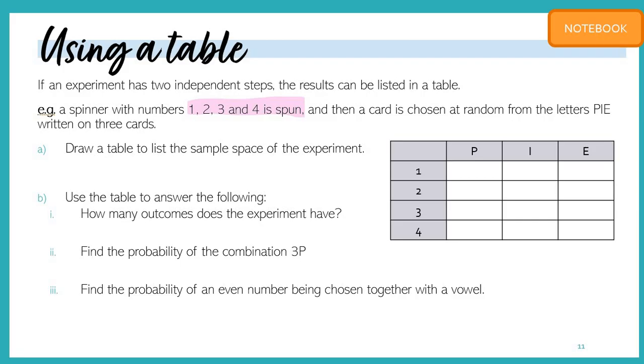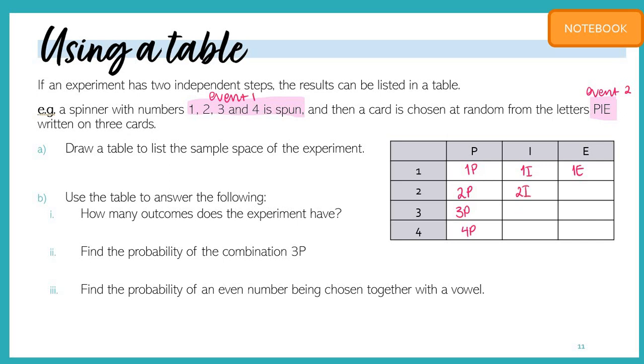that's going to be my event 1, okay? So I'm spinning this spinner and then I'm choosing a card at random from this pile here. And that's going to be my event 2, right? And so let's say that we have spun the number 1 and we've picked out the letter P. The way that we're going to write this is 1P, right? And then we're assuming, okay, I've picked out the number 1 and I've picked out the letter I. So that's going to be 1I and then 1E. And we can go through a table like this just to list all our possible outcomes, okay?